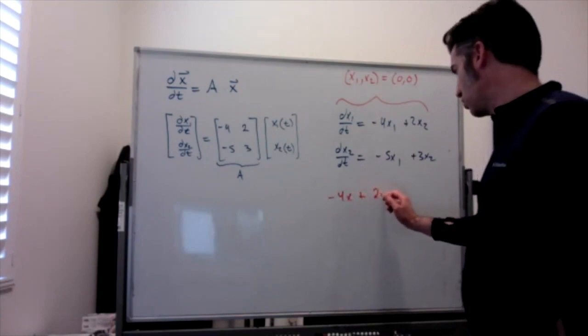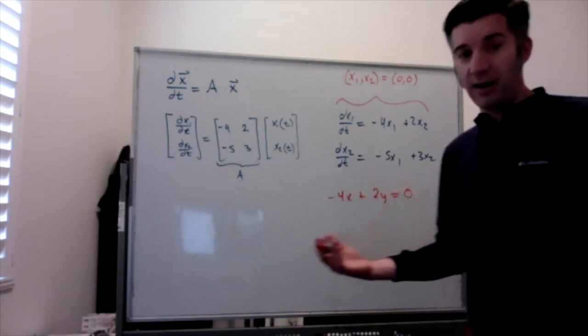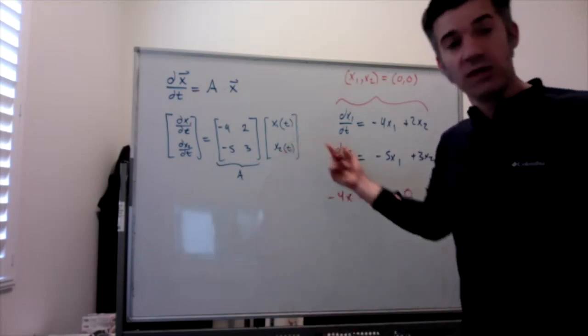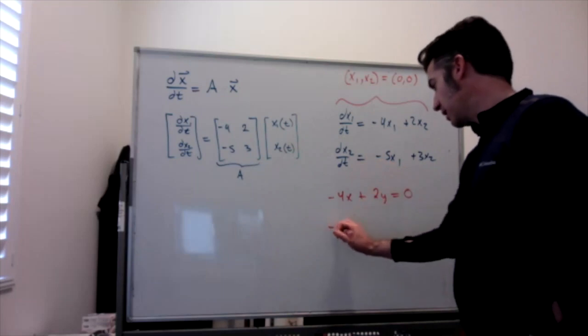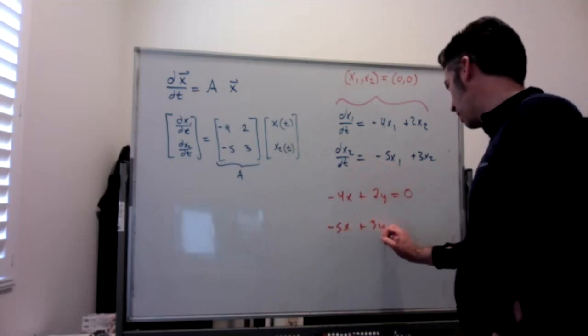-4x plus 2y equal to 0, right? How do you find an equilibrium? You set the derivative equal to 0, so it's not changing. And -5x plus 3y equal to 0.